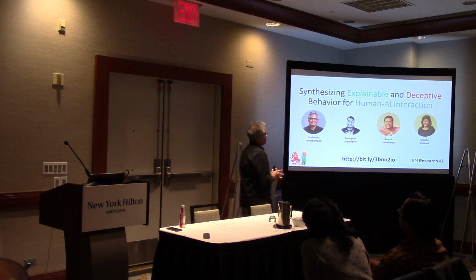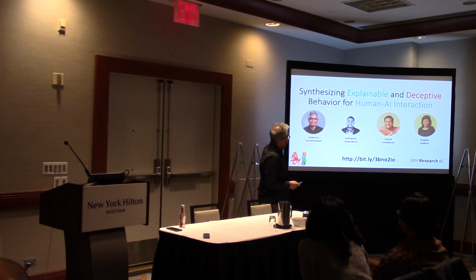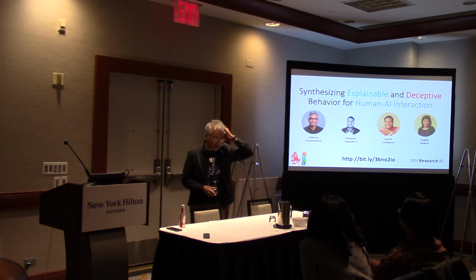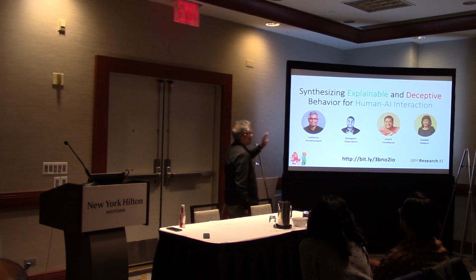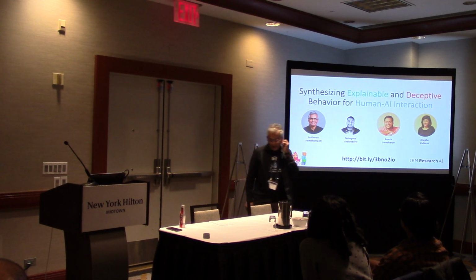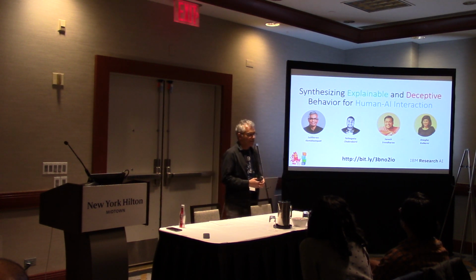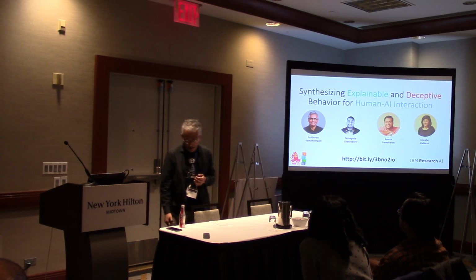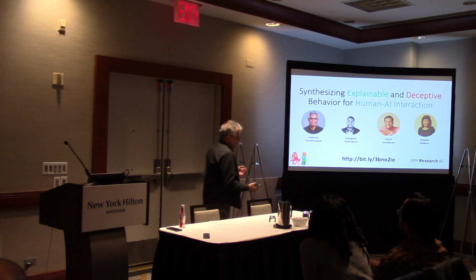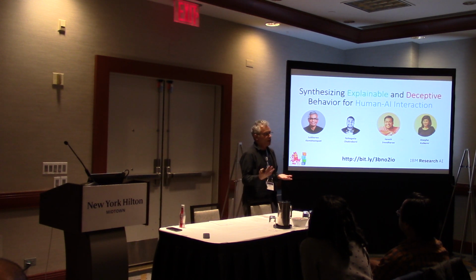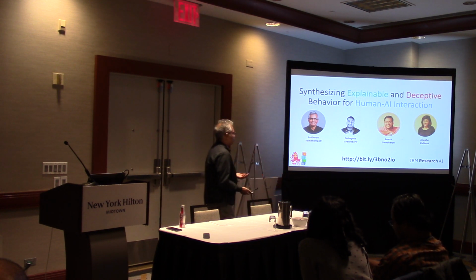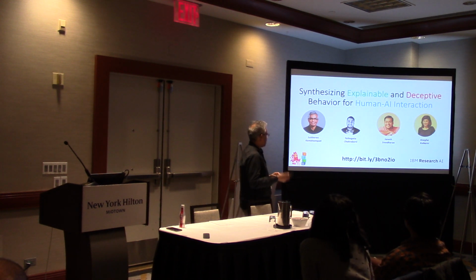So we are going to be doing this tutorial on synthesizing explainable and deceptive behavior for human-AI interaction. It is probably strange to talk about human-AI interaction and in the very second breath say deception. Why would you want to understand why AI systems should deceive humans? But as we'll find out in a minute, they are basically two sides of the same coin. The cooperation and the adversarial behavior are two sides of the same coin, and so it's worth understanding how that happens too.